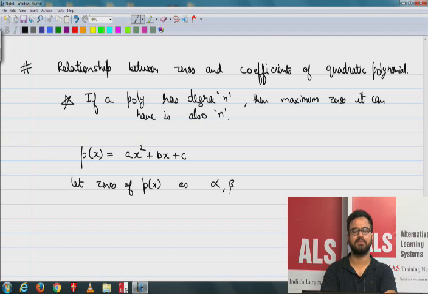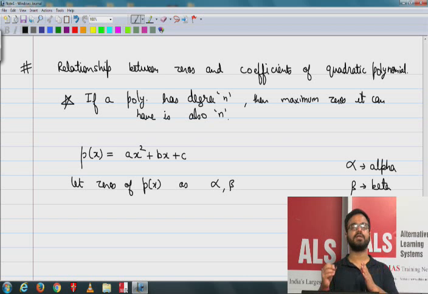These two are the symbols. I think this has been introduced for the first time. These two are called Greek symbols. This is called alpha and this is called beta. And one more we will use, that is called gamma. Generally, to denote the zeros of a polynomial, we use these three letters: alpha, beta and gamma.